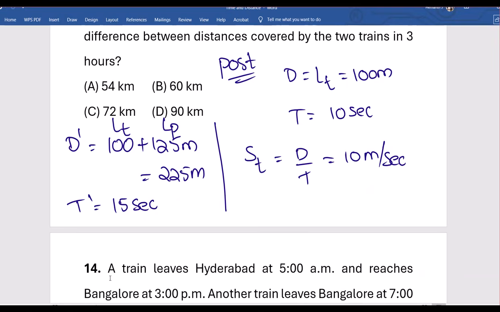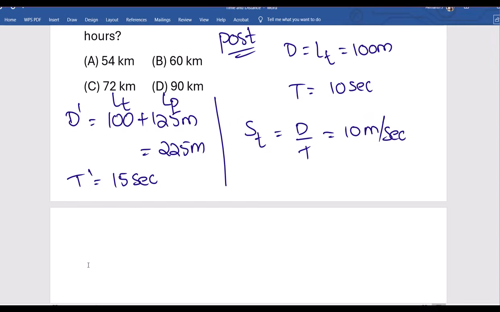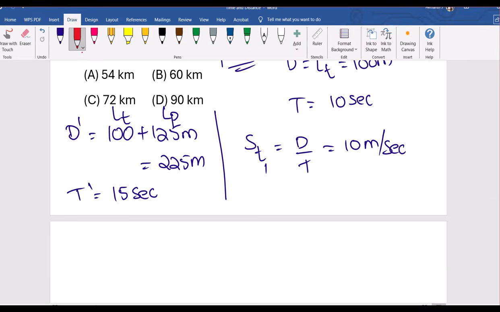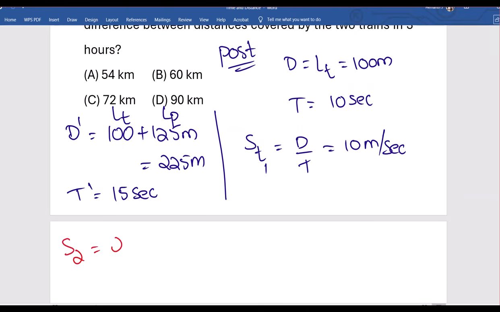Two trains are there. The first train's speed you came to know. Now calculate the second train's speed. The second train's speed is 225 divided by 15, which is 15 meters per second.